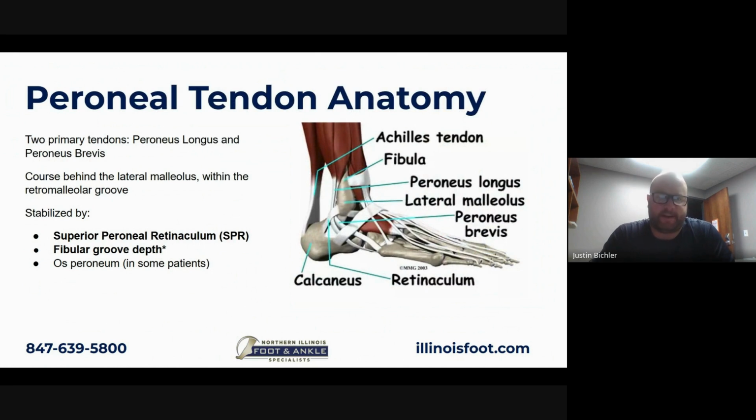So getting into it, peroneal tendon anatomy. Two tendons, peroneus longus and peroneus brevis. Sometimes there are accessory tendons, which we'll get into a little bit, accessory tendons and musculature, which can additionally cause problems and similar symptoms. They're stabilized by the superior peroneal retinaculum, which I was talking about before. Other things that influence the stability of the peroneal tendons is the fibular groove depth, which maybe people don't talk about as much if they're less familiar with dealing with the peroneal tendons.